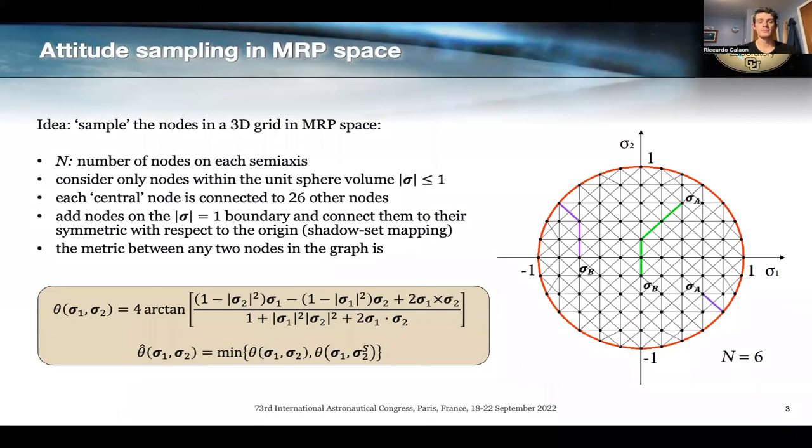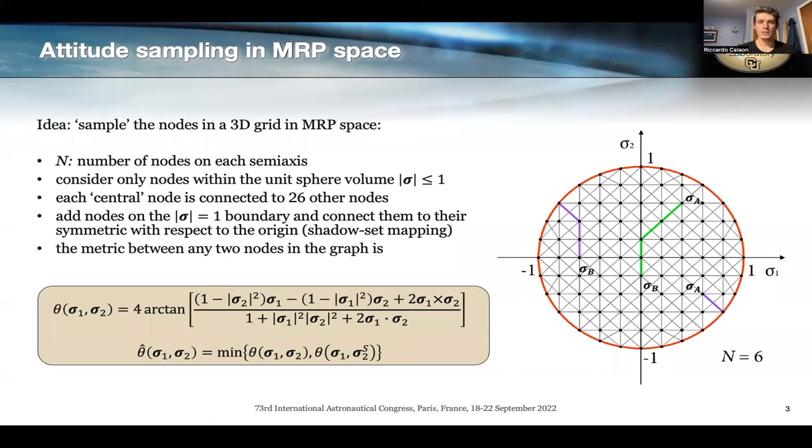First of all, the attitude sampling in MRP space. One of the key concepts applied in this paper is that we are sampling the attitude space of the spacecraft using a three-dimensional Cartesian grid in MRP space. The reason why we use MRPs is that they are a minimal three-dimensional set. Also, it is possible to restrict the operational domain to the unit sphere without loss of generality, because all the points within the unit sphere are enough to describe the whole space of attitudes of the spacecraft.